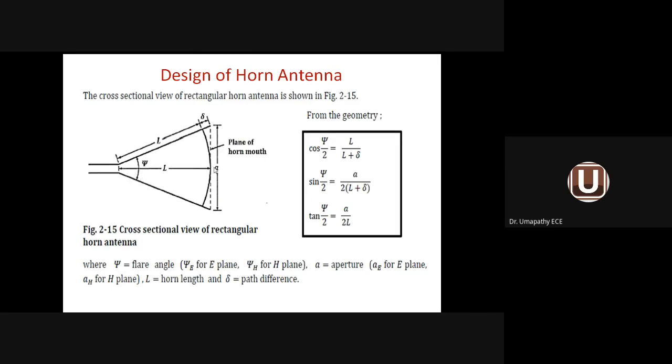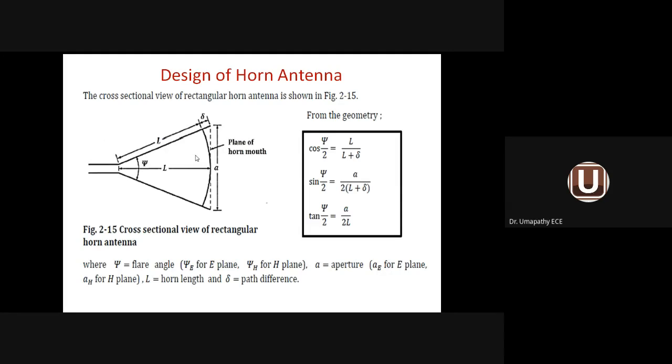And see the delta, the path difference. This one is L. But when you see the end, L plus delta will be added, whereas delta is nothing but the path difference. And see the angle, psi by 2. Why psi by 2? I am taking this portion as a single triangle. So there are double triangles available, so this angle is psi by 2.